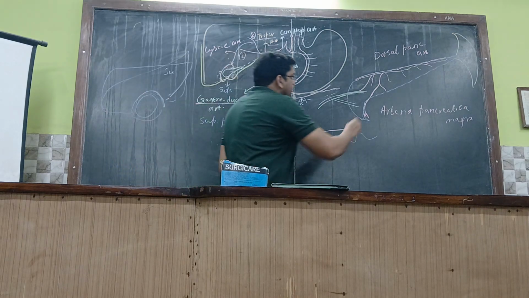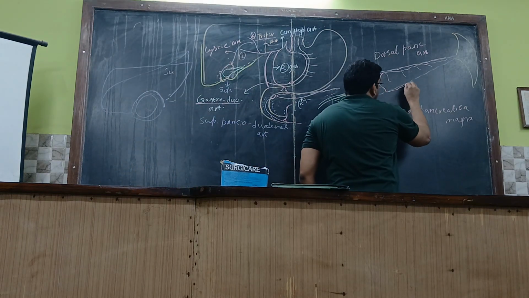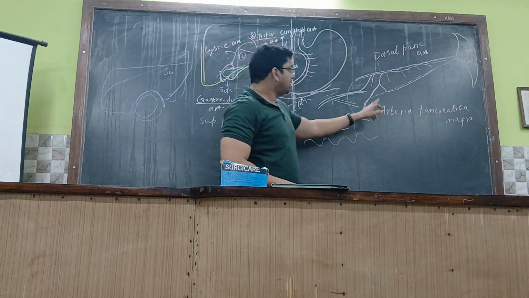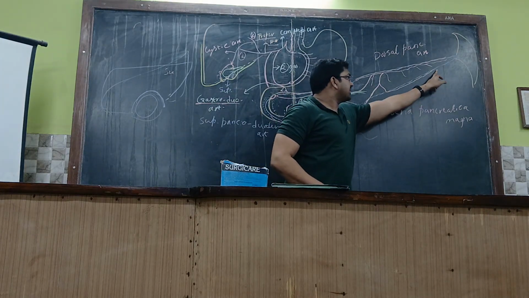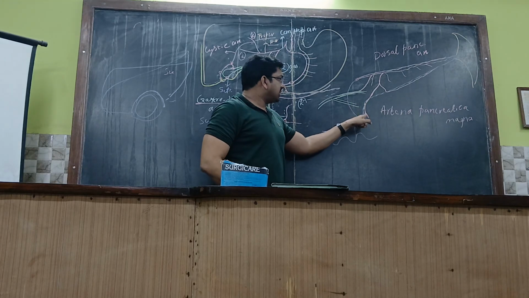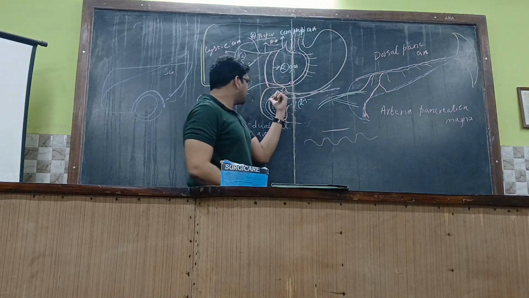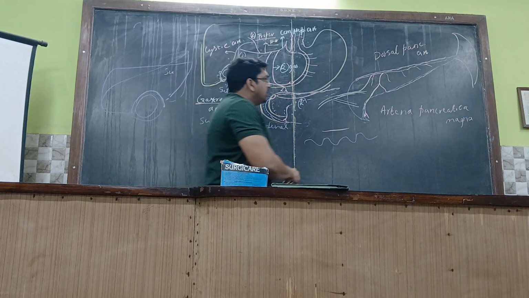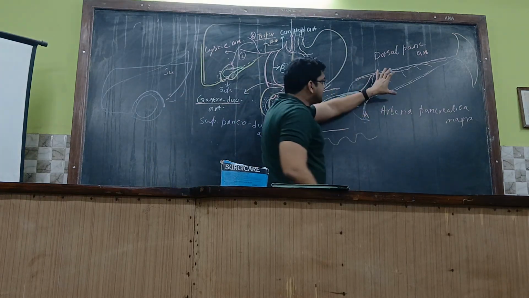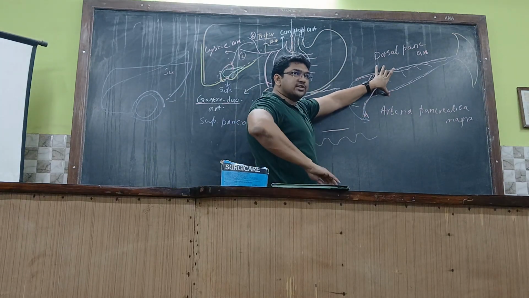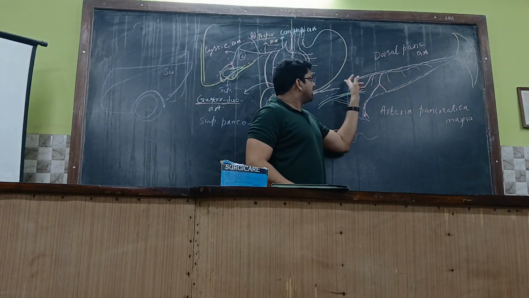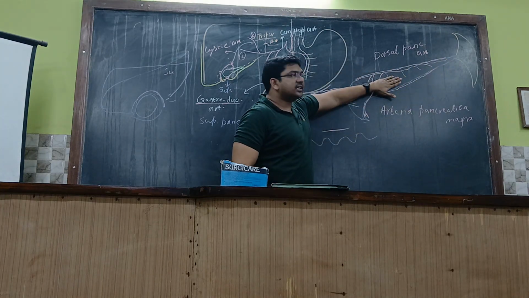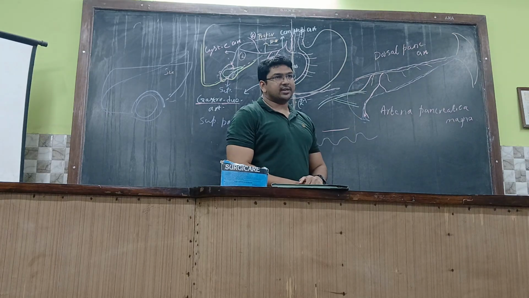Okay. And then one more branch will be going towards the lower border of the pancreas. This will be going towards the right side and it will be anastomosing with the inferior pancreaticoduodenal arteries. Getting it? Right? So these are the pancreatic branches. Whenever this splenic artery is going over the pancreas, the pancreas will be supplied by the splenic artery.